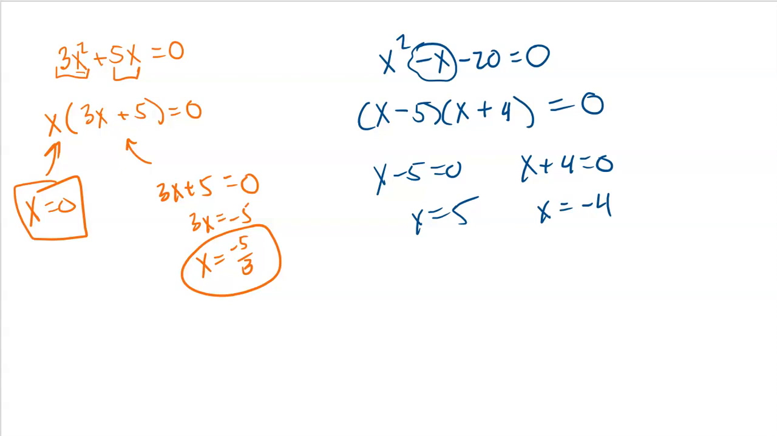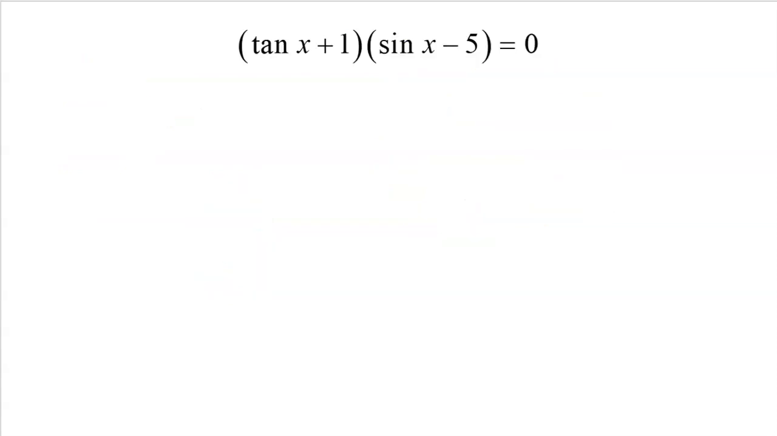Now, it might take a hot minute for you to catch on to what I'm doing, but I think you will. All right, so here's one that I already have factored for us, just to show how we could still use the zero product property, even when there's trigonometry involved. So we have a factor. Remember, factors are any two things or more multiplied by each other. So I have a factor, tangent x plus 1, times sine of x minus 5.